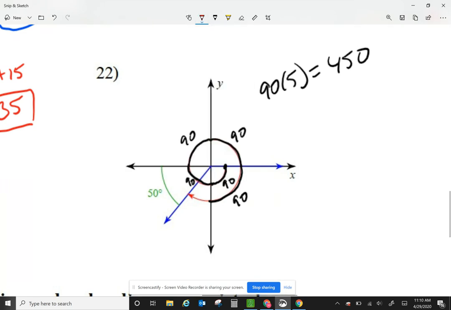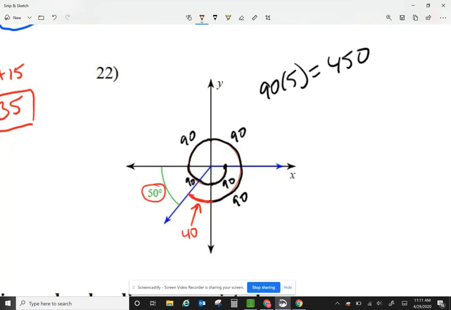I still need to figure out how much is that angle in red. I know the angle in red plus the green angle combined is 90. So I'm thinking, well, 90 minus 50 is 40. So then that means that that angle in red is 40, right? Because 50 and 40 combined is 90. So I know that's 40.